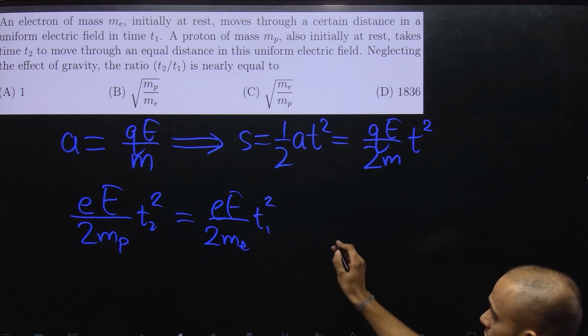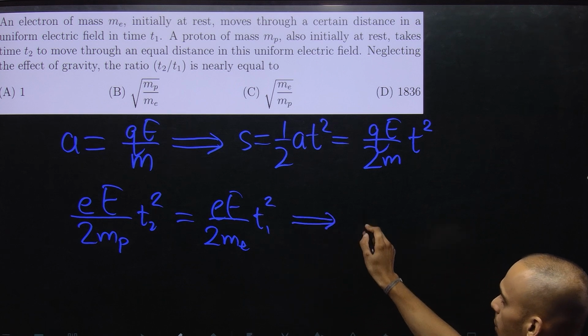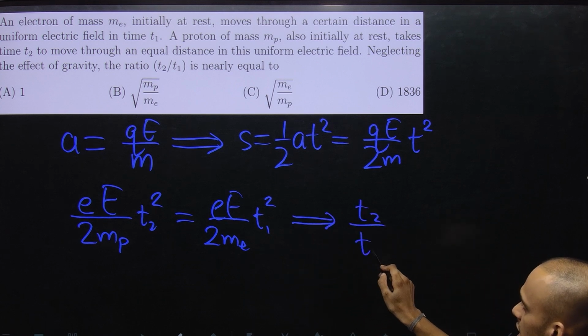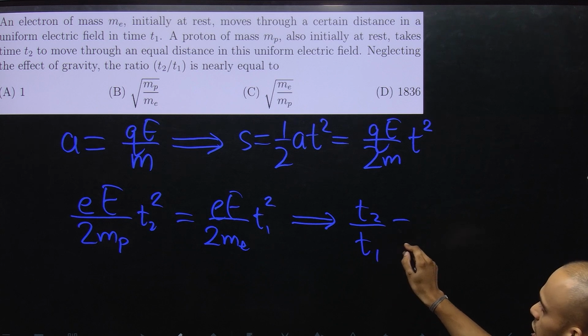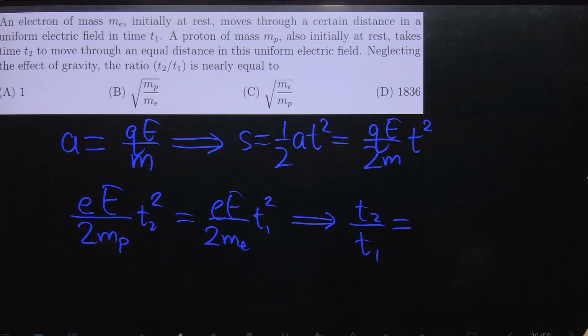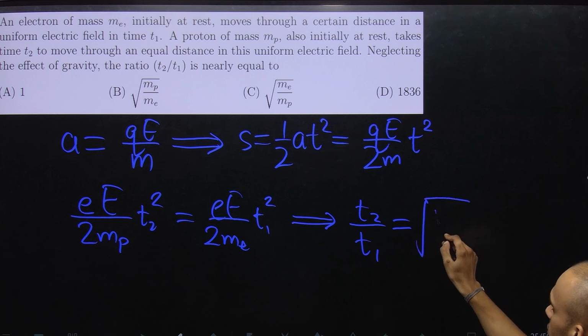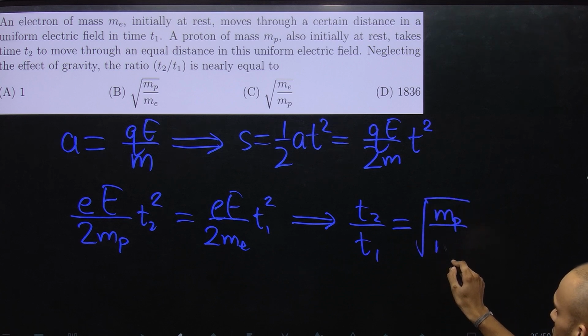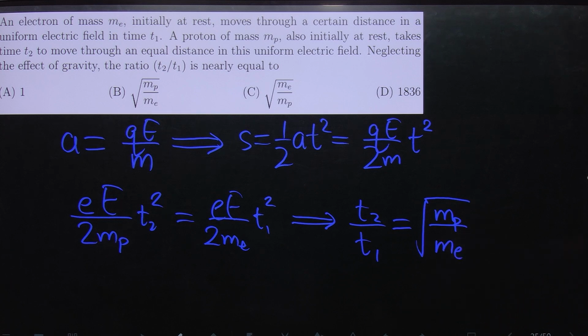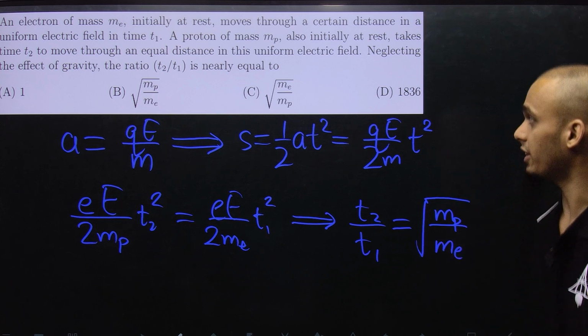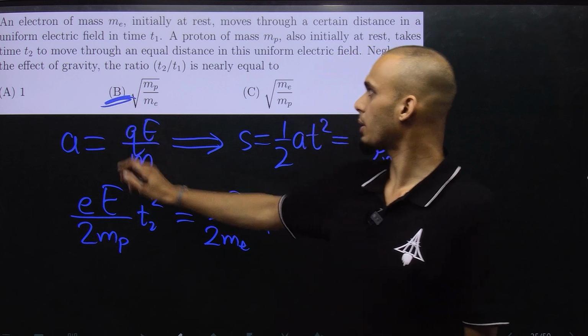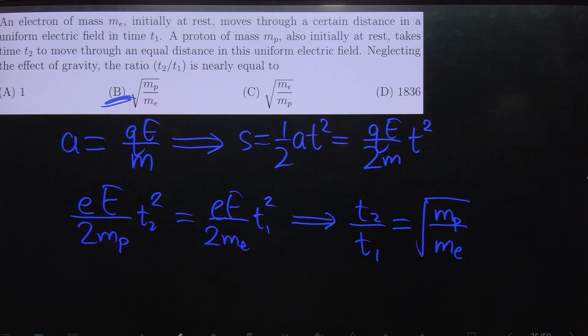So the ratio of t1 upon t2 or t2 upon t1 we easily get equal to the square root of the mass of proton upon mass of electron. This is the ratio t2 upon t1 that we require, matching with option B. That's it. That is literally it. t2 upon t1. Yeah, that's it.